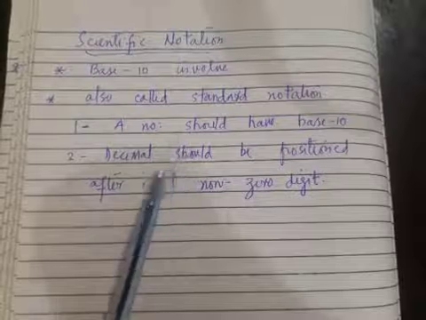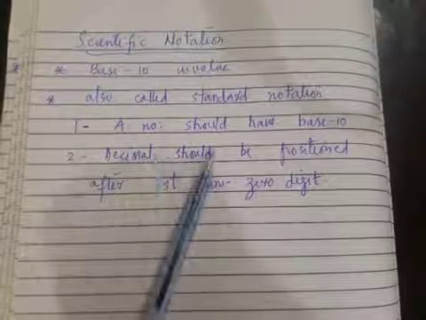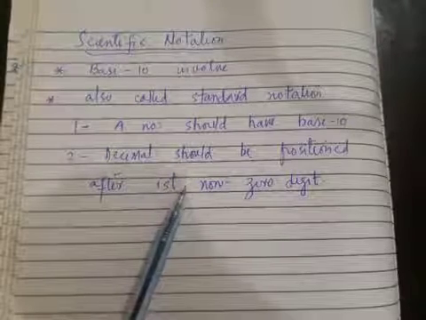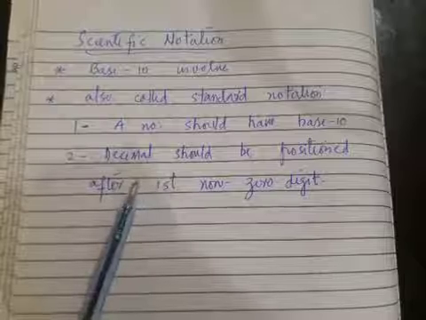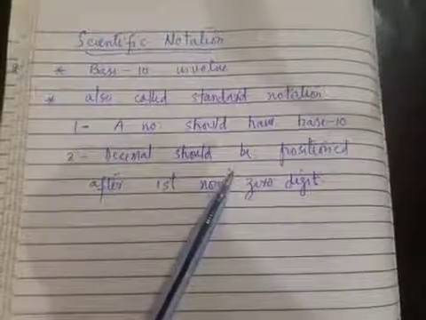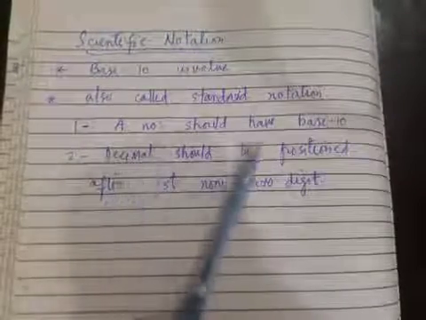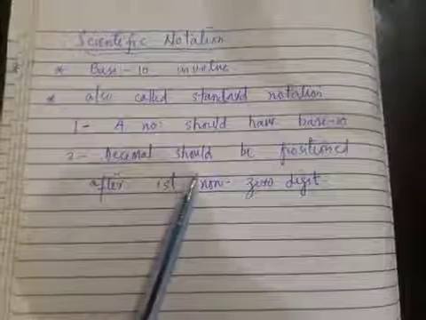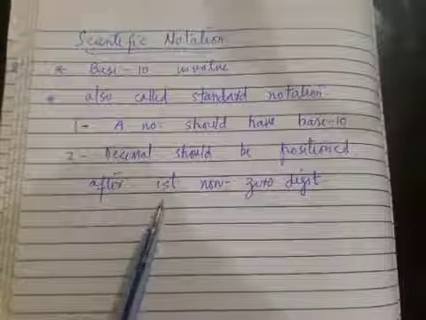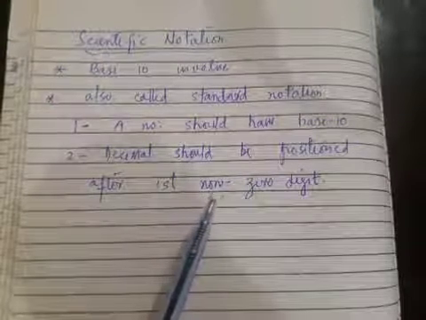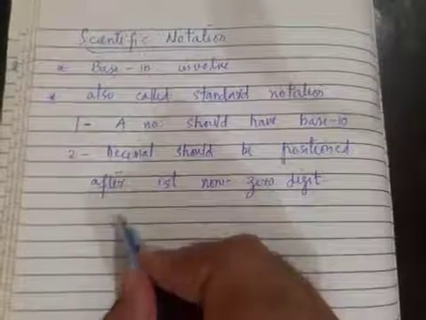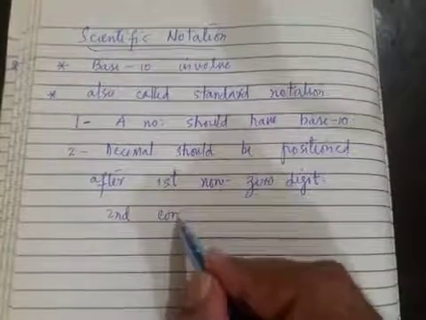Now, how would we identify if a number is in scientific notation or in standard notation? If a number fulfills the two conditions, we call it a scientific notation. Number one, a number should have base 10. Second, the decimal should be positioned after the first non-zero digit. The second condition is not really a condition, it's rather a tradition, a convention.